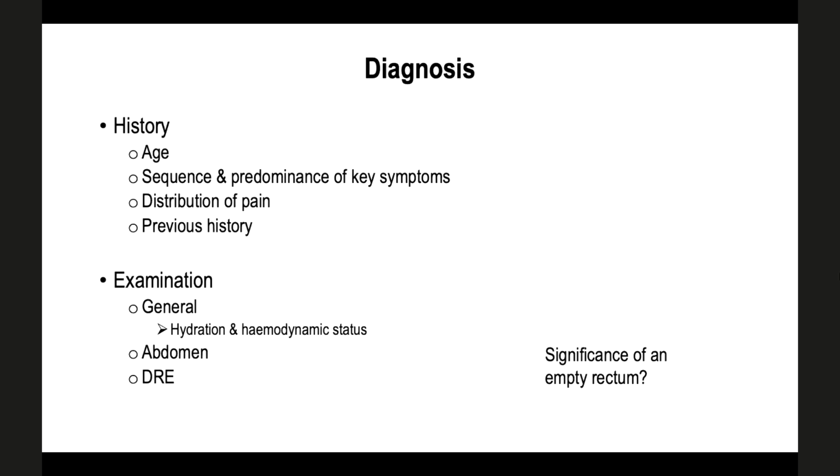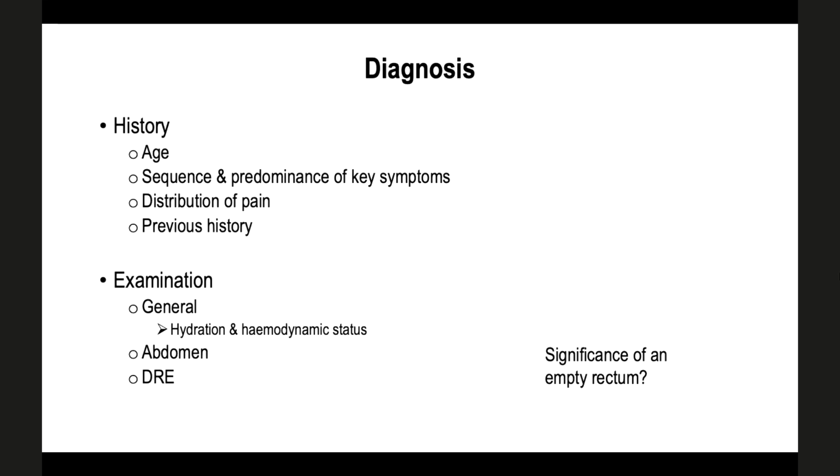The distribution of pain, previous history. Has this patient had surgery before, for instance? Is there any history of altered bowel habits like diarrhea or constipation, rectal bleeding, and so on? Okay, so the previous history might give you a clue.